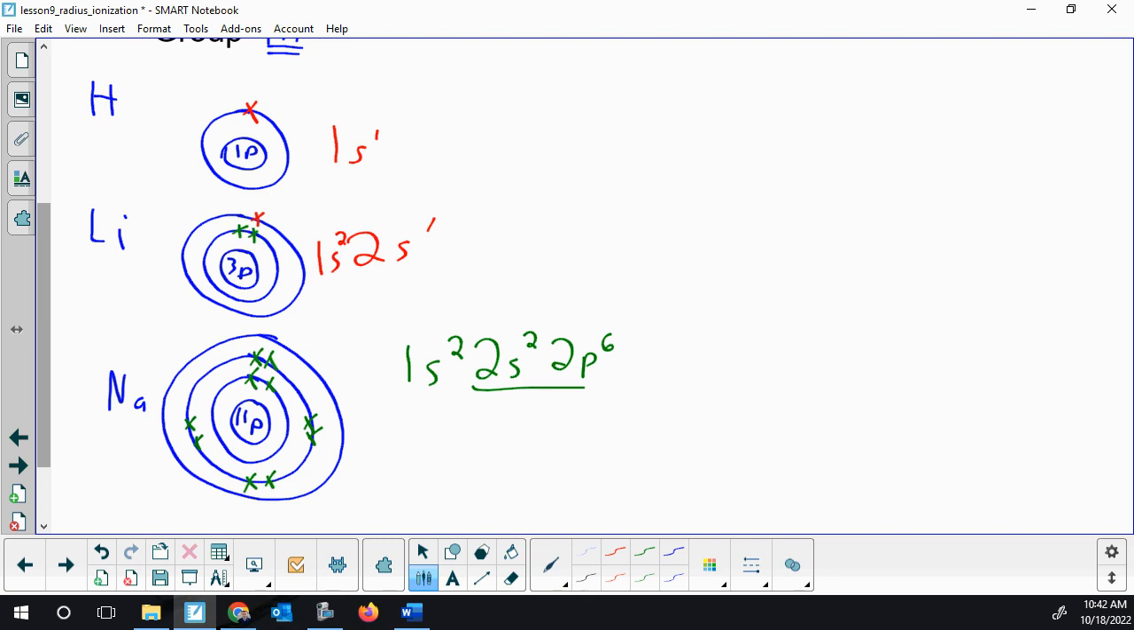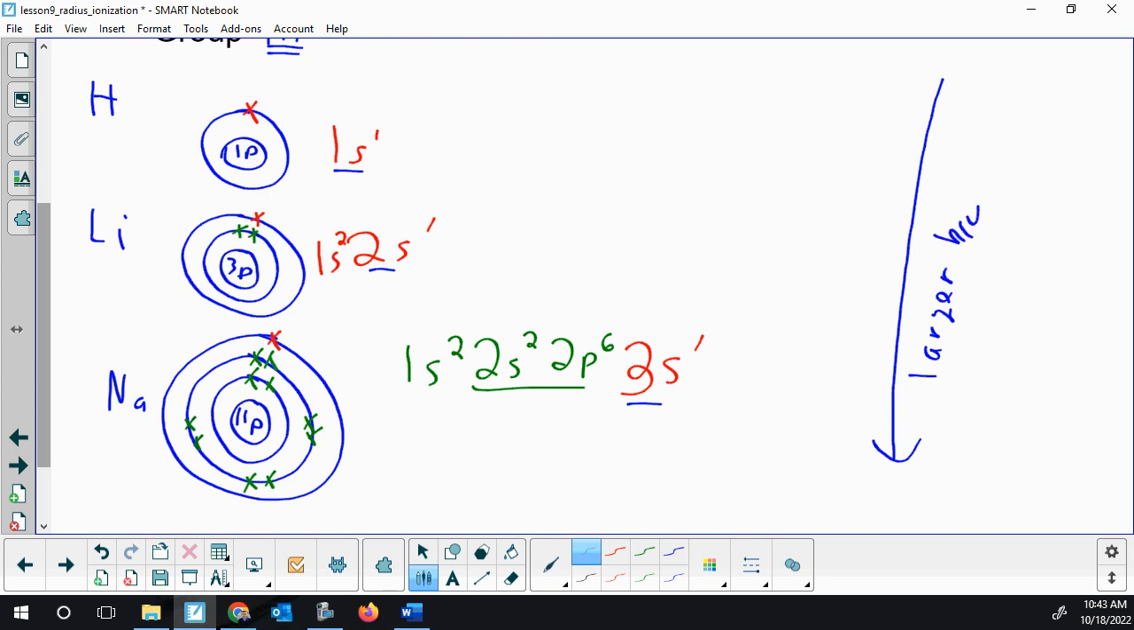But sodium has an 11th. We need 1 more, 3s1. So we see this s1 as the ending for all of our group 1 elements. But the difference is 1 energy level to 2 energy levels to 3 energy levels. So what's going on in terms of size in this group or any group? As you go down, they're going to get larger because of energy levels that are filled.